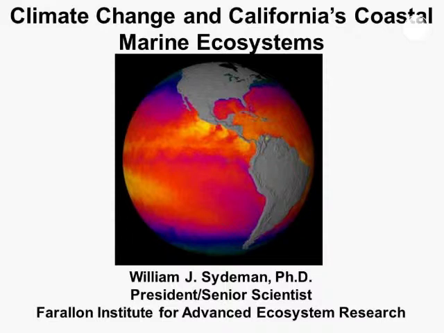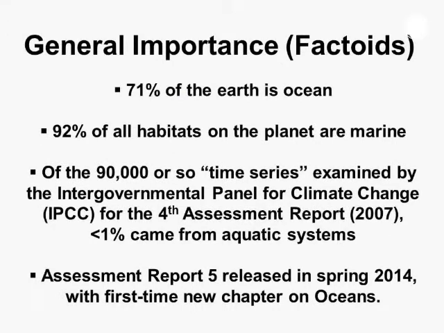So this is a NASA image that I usually use for these climate change talks because it really just shows you the globe and how warm it is. A lot of that heat, of course, is in the oceans. And the oceans are absorbing most of the heat that we're putting into the system.